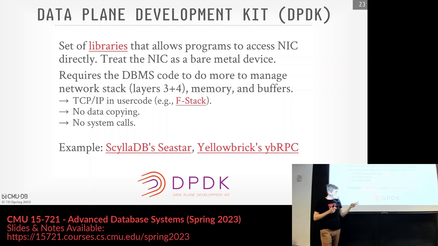There are two systems I know that are actually doing this. There's ScyllaDB. They have this framework called Seastar. They're doing coroutines and much other stuff, but they're relying on DPDK to do kernel bypass for network access. They gave a talk with us about a year or two ago during the pandemic, and they told us that DPDK is a nightmare and they want to get rid of it.